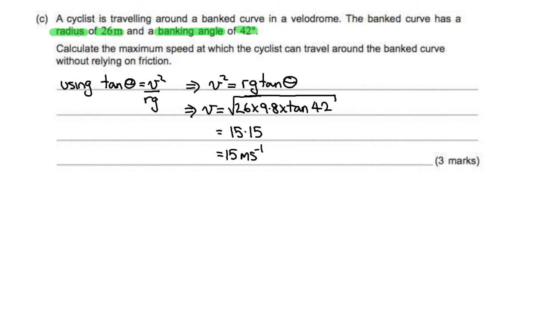At this stage you might want to check that your calculator is actually measuring degrees and not radians. My answer is 15.15. Now given that the angle is 42 degrees and the radius is 26 meters, I'm rounding off my answer to 15 meters per second.